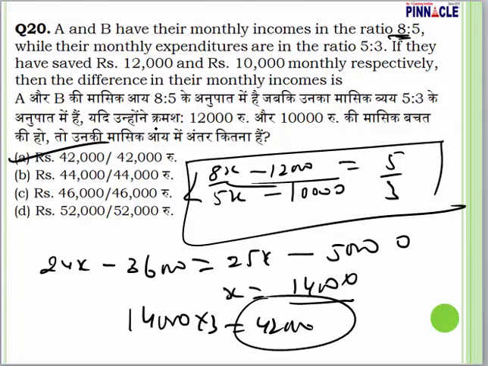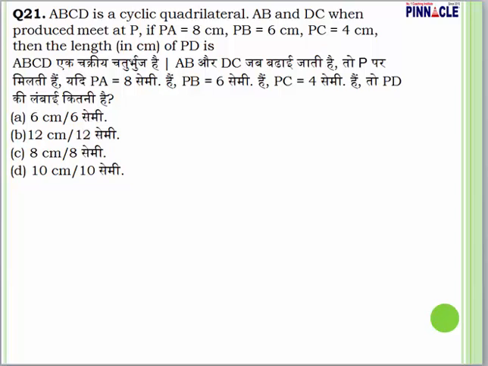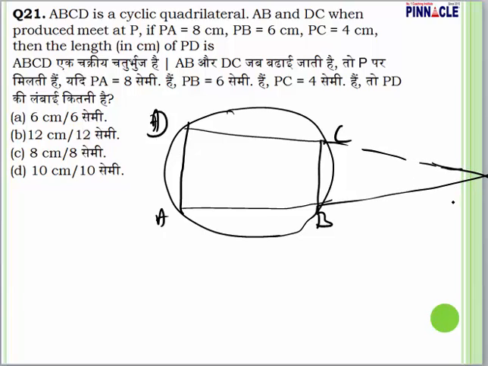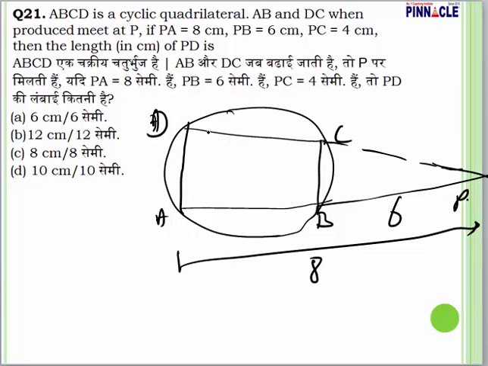Next question, question number 21. Read this question carefully. ABCD is a cyclic quadrilateral. You can take A, B, C, D like this. When produced further, they meet at a point, let's say P. PA is 8, PB is 6, PC is 4, and we have to find PD.